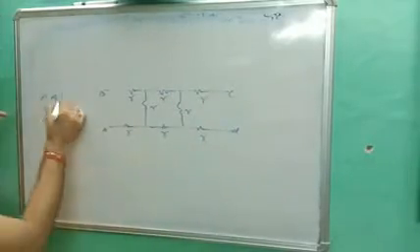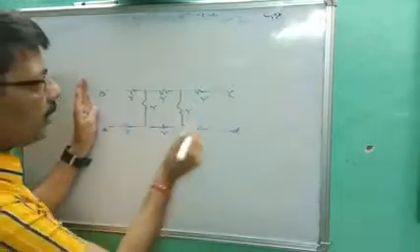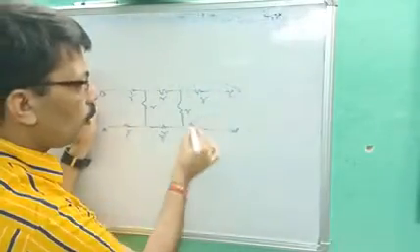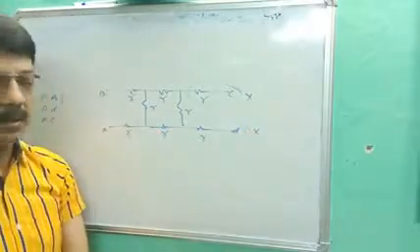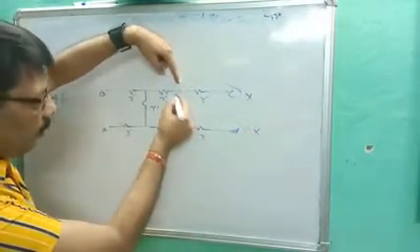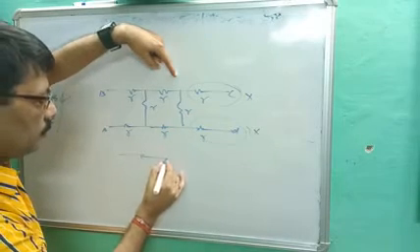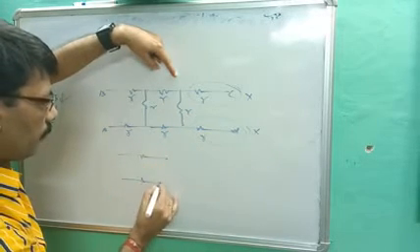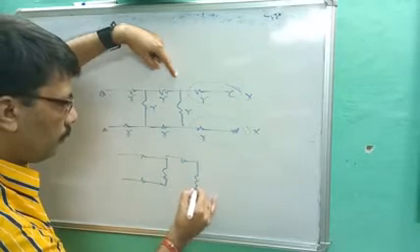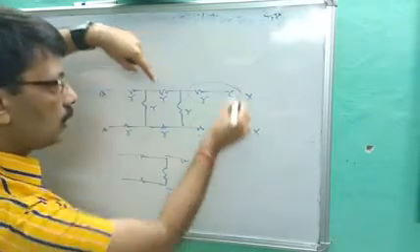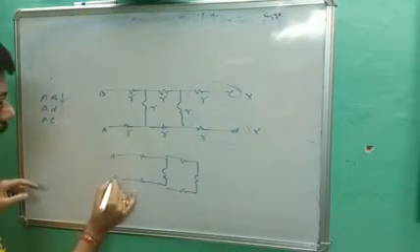Now for AB, A and B are the points. So for AB, C and D are in open circuit. No current will be drawn through an open circuit. So our resistance will start from here. So our diagram becomes this. They are in open circuit for A and B.